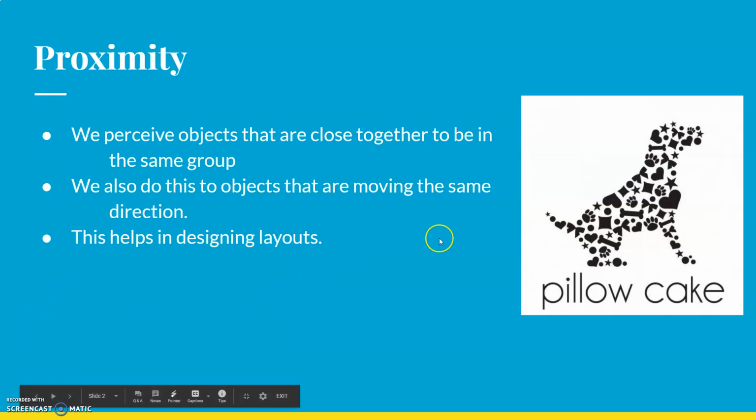So over here we have this pillowcake logo, and you don't even have to look at it for about a second and realize that it's a dog. All of these shapes are of relative size and all of them are black, so it's easy for us to realize that all of these close together shapes, all of them group to form one whole.